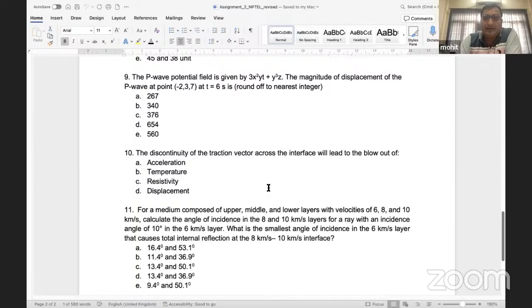I think it's a very simple question. The discontinuity of the traction vector across the interface will lead to a blowout of the displacement. So for this question number 10, option D, displacement, is correct.